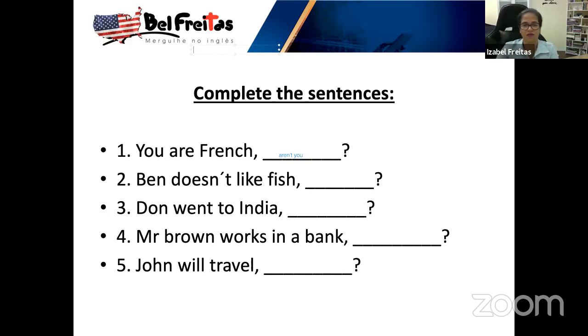Ben doesn't like fish. And then, be careful. Ben doesn't like fish. It's negative simple present. So we have doesn't. Doesn't is the negative. What is the affirmative? The affirmative is does he, okay? Ben doesn't like fish. Does he?